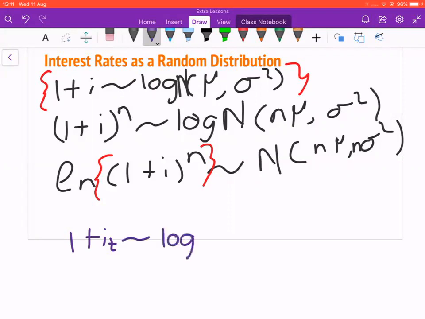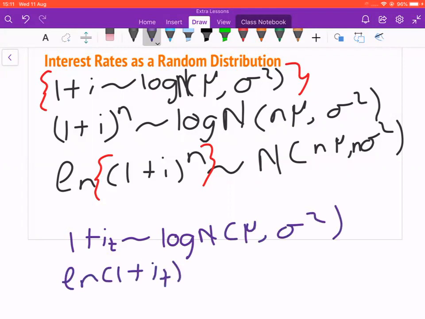If you are given that 1 plus i has a log normal distribution with mu and sigma squared, then ln of 1 plus i is going to have a normal distribution with mu and sigma squared.